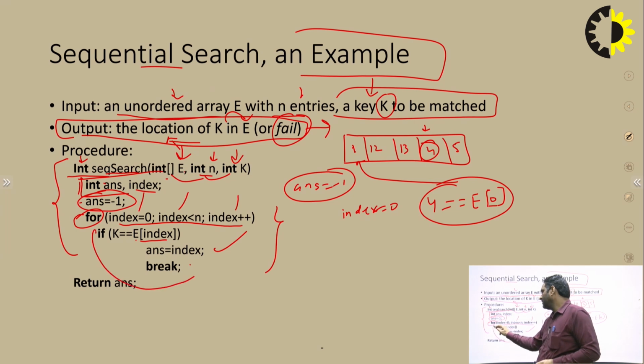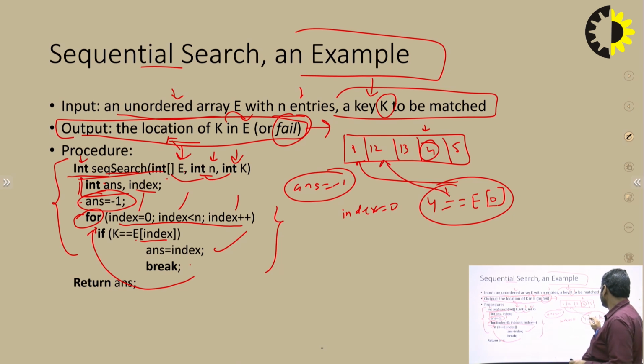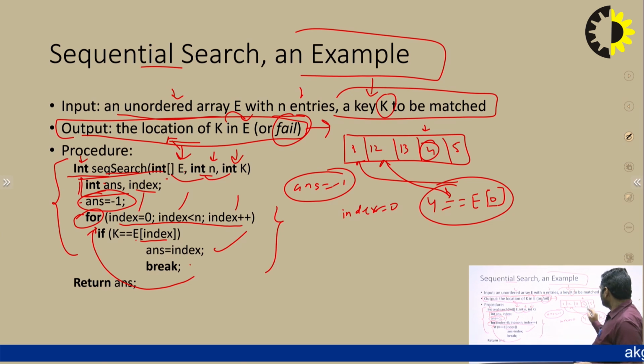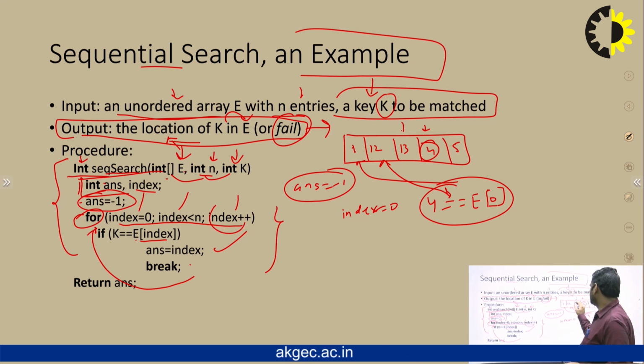Then again we iterate the loop. Now the index value will be increased to 1, so we compare with the second element, 12, against 4. In the second case again we are not getting the appropriate answer. So the index is updated to the third value, that is 2. Again 13 is compared with 4. Since it is not equal, we again update the value of index.